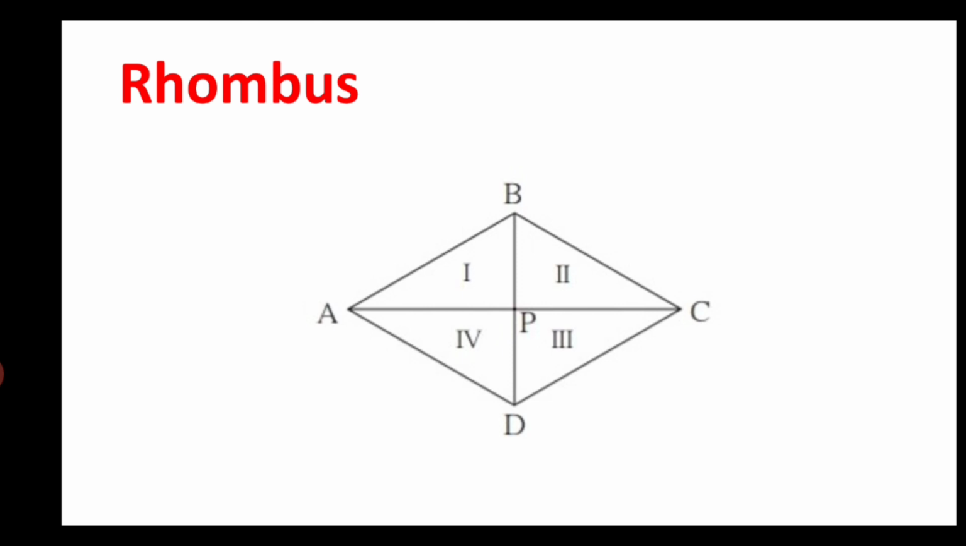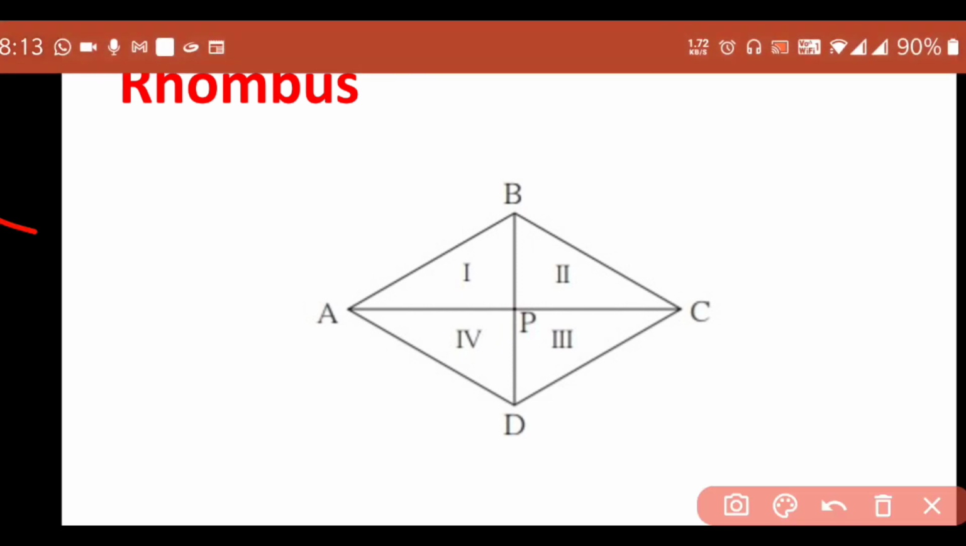So rhombus, we all know, is a type of quadrilateral whose all four sides are congruent to each other. So in this particular rhombus ABCD, we can see that side AB is congruent with side BC, is congruent with side CD, is congruent with side AD. All four sides are congruent to each other.